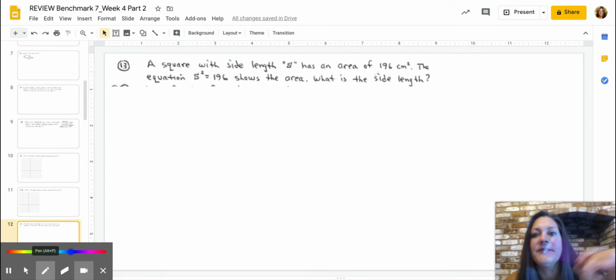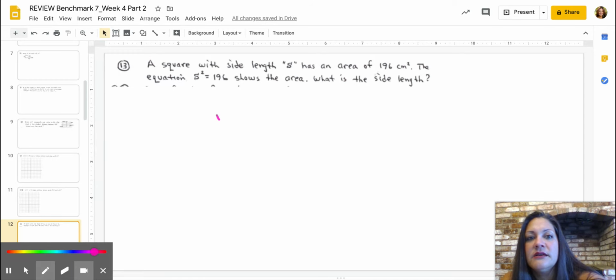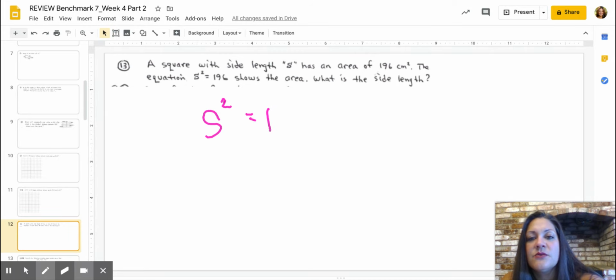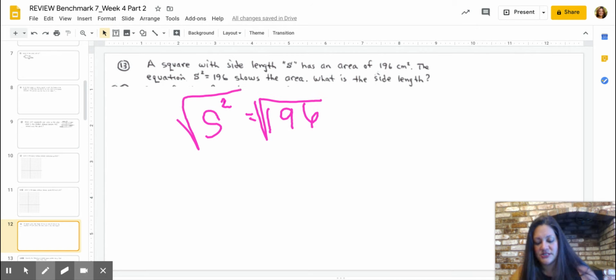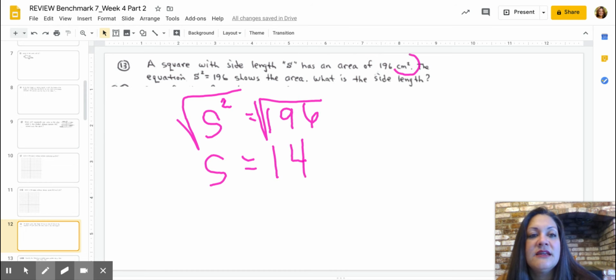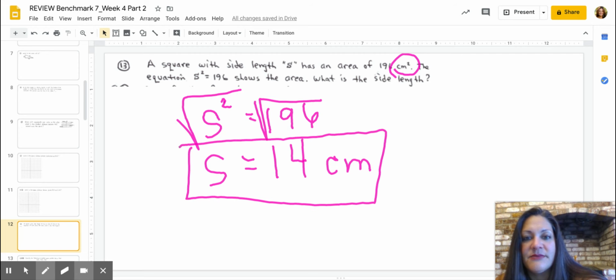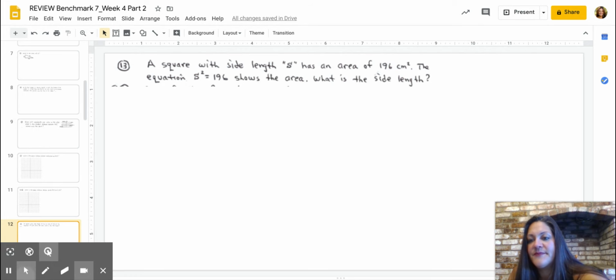Awesome, so easy. Okay, so we're going to say S squared equals 196. All we have to do is find the square root of each side, which is 14. So S equals 14. Here's our label. Because we did a square root, it's no longer squared. It's simply 14 centimeters. Liked that one. That one was easy. Okay.